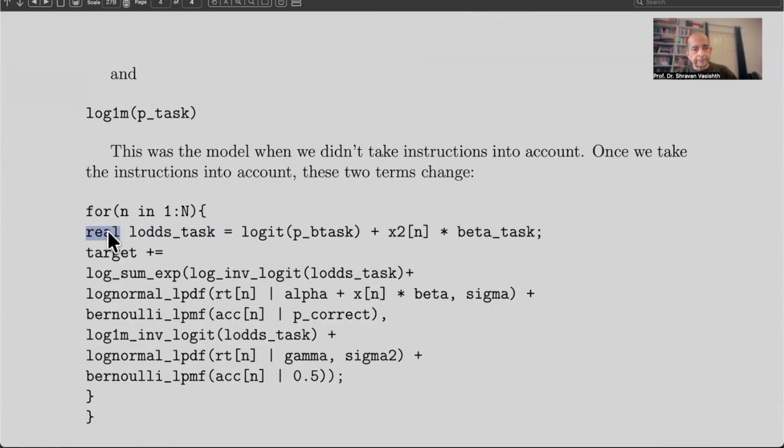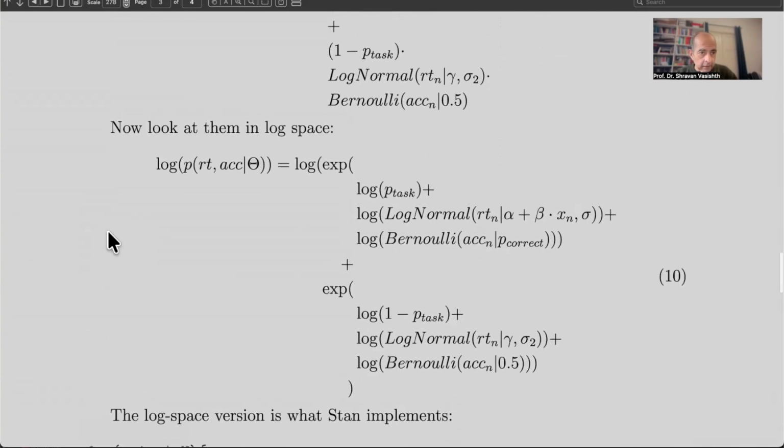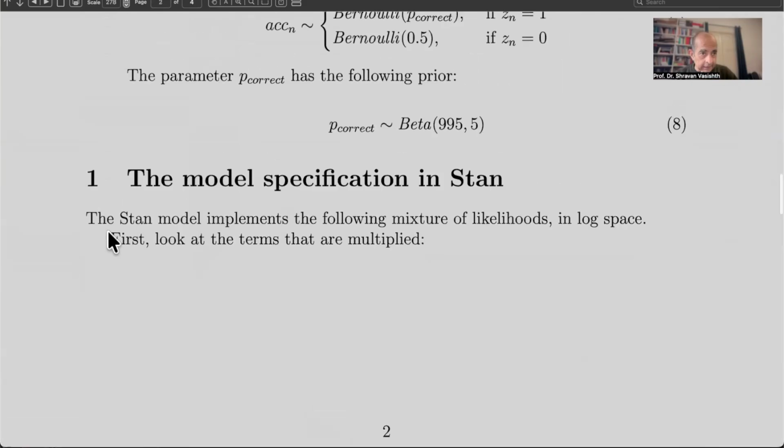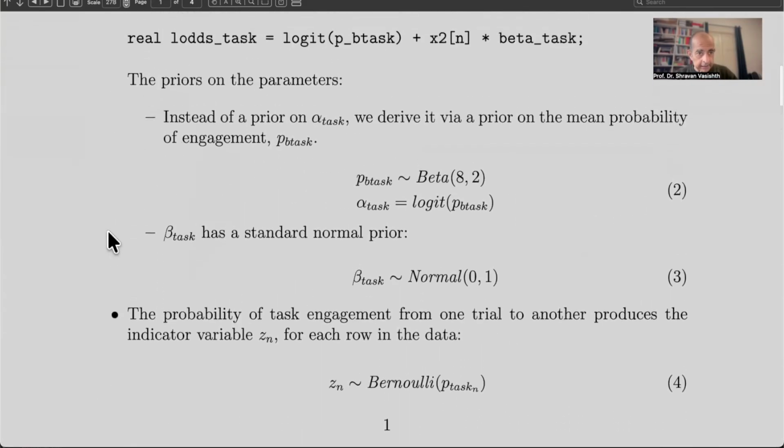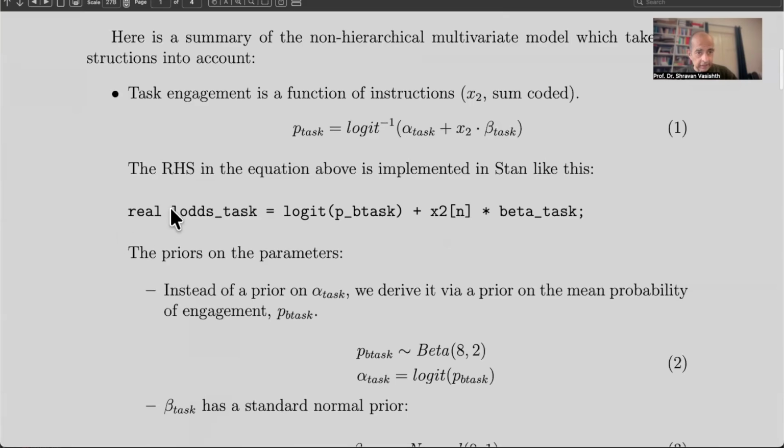But earlier I had said that this is a vector. In the for loop, this is a real number that will be produced, because this will be produced n times. So if you think of all those n log odds task values, that's what I meant when I said that it's a vector.